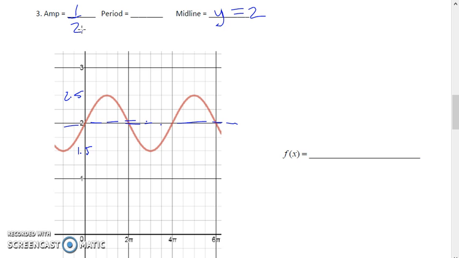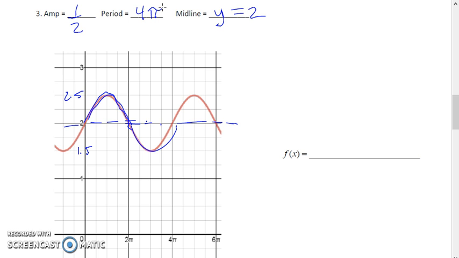And then my period, which starts on the midline, so therefore it's a sine graph. Once half is above the midline, the other half is below. So it ends here at 4 pi. So my period is 4 pi.